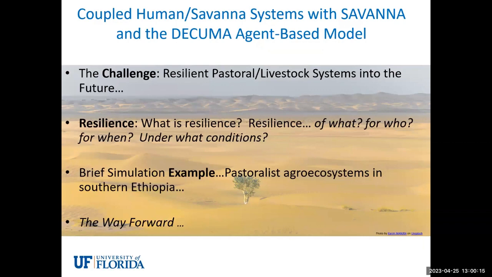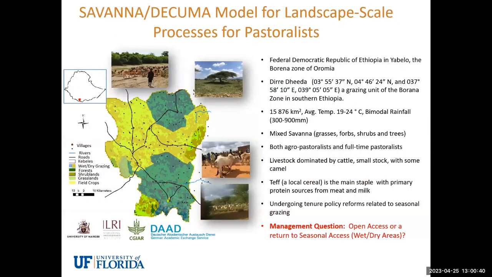This is some work that we did with SAVANNA and DECUMA working together in the Dire region of Ethiopia. So we're looking at resilient pastoral livestock systems. So we're not working with elephants, we're working with people and their livestock within Ethiopia. We're looking at resilience. And again, we have many more slides with this, but I'm not going to show them today. I'm just going to give you a taste of what this does.